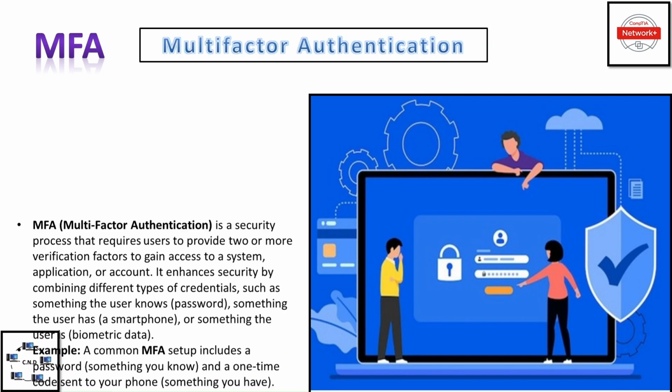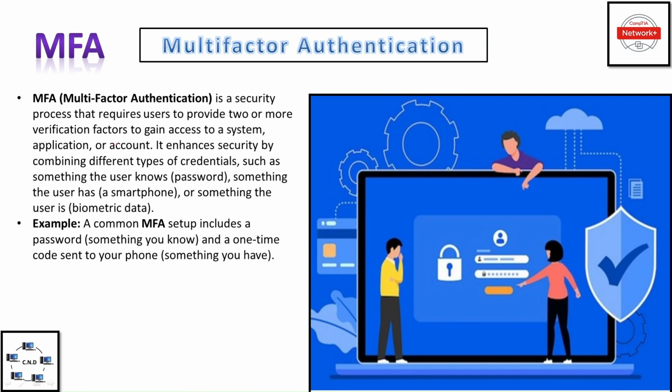MFA, that is multi-factor authentication. So MFA, multi-factor authentication, is a security process that requires users to provide two or more verification factors to gain access to a system, application, or account. It enhances security by combining different types of credentials, such as something the user knows, that is the password, something the user has, for example, a smartphone, or something the user is, for example, biometric data. A common MFA setup includes a password, that is something you know, and a one-time code sent to your phone, that is something you have.